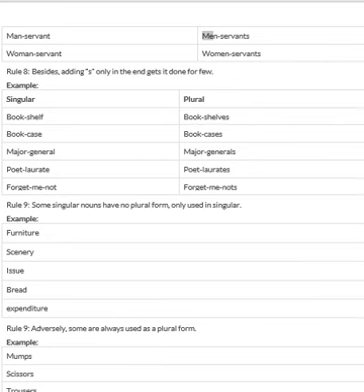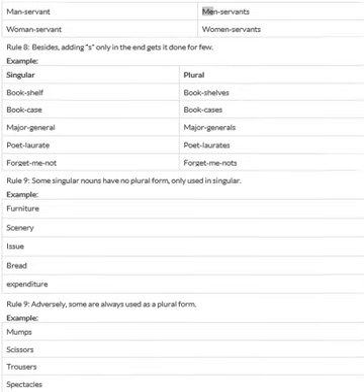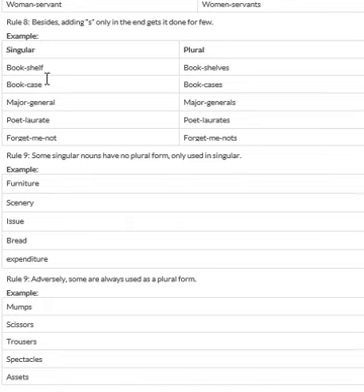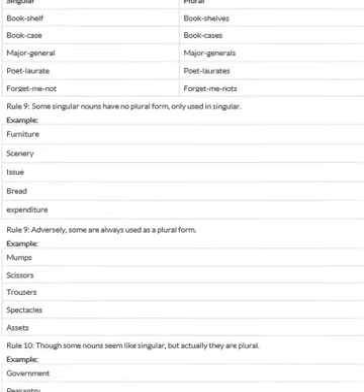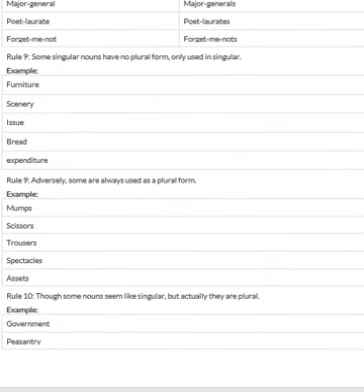Besides adding s only at the end, some words need other changes. Here bookshelf, bookshelves, bookcase, bookcases, major general, major generals. These are not so important for you students because these are the advanced portions of the words.